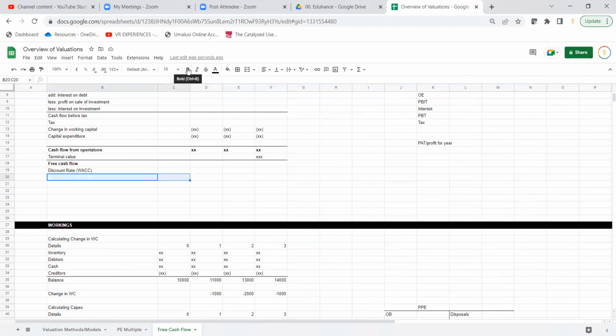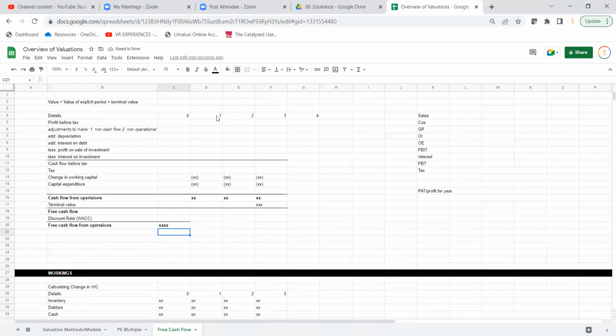Once we discount it, we will get free cash flow from operations. So this number over here is bringing us the value at the beginning of year one. But we can't put it into year one because year one represents the end of year one. So where is the beginning of year one? Year zero. So that's the free cash flow.